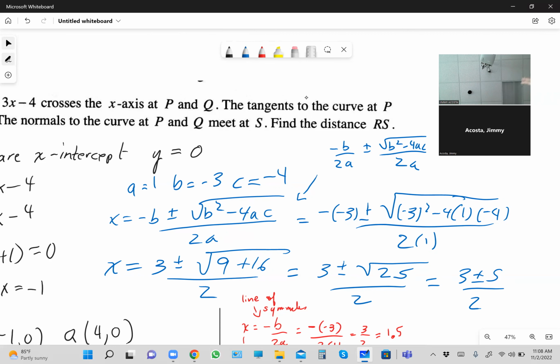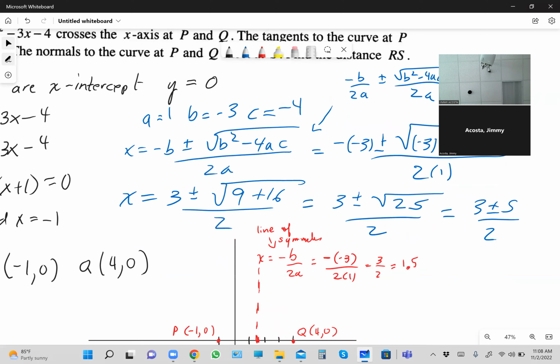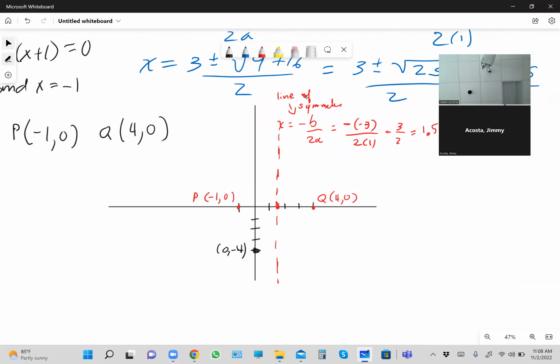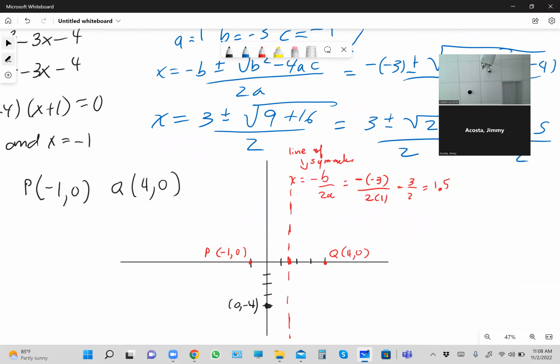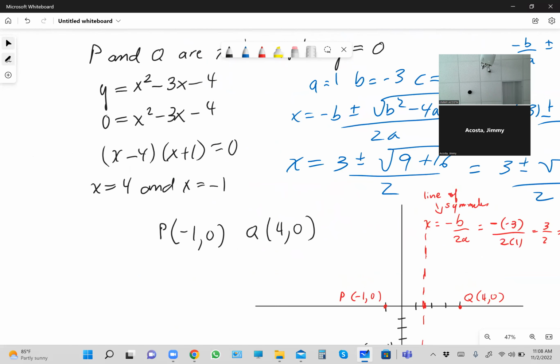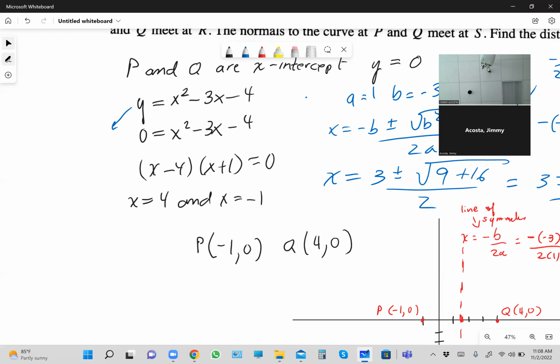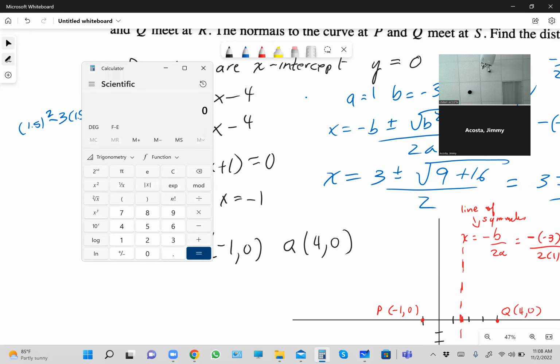And so it's 1.5. So now we're going to go ahead and put 1.5 squared. I'll do it over here. I'm going to go ahead and put 1.5 squared minus 3 times 1.5 minus 4 to get a number there. Let's just quickly do it because we're running out of time before lunch, and I'll pause it. 1.5 squared.